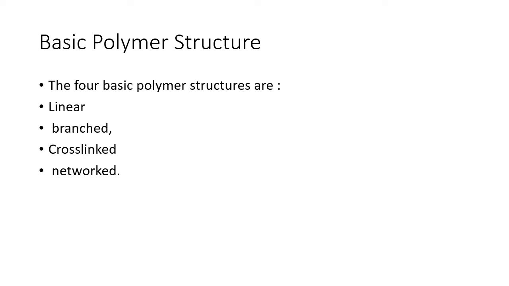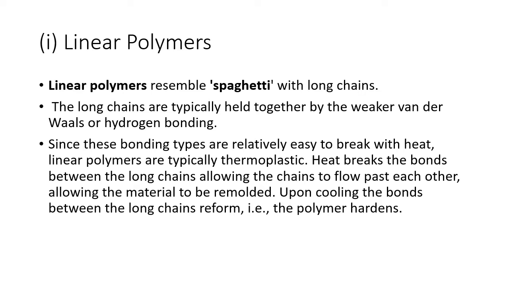Basic polymer structure involves four kinds of polymers: linear, branched, cross-linked and network. Okay, so we come across the linear polymers. Linear polymers, they resemble spaghetti with long chains. As you all know about the spaghetti, the structure of spaghetti, so you can have an idea about the structure of these linear polymers.